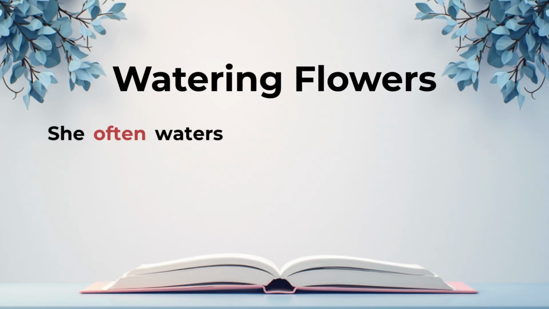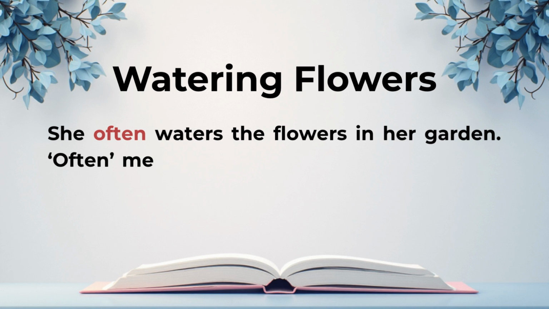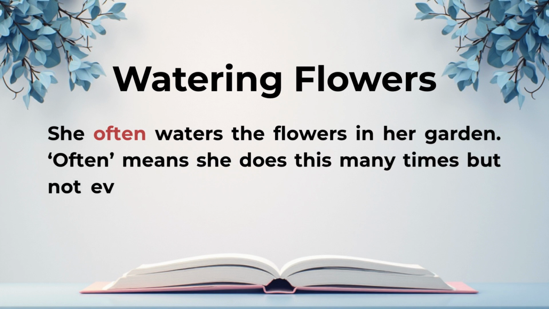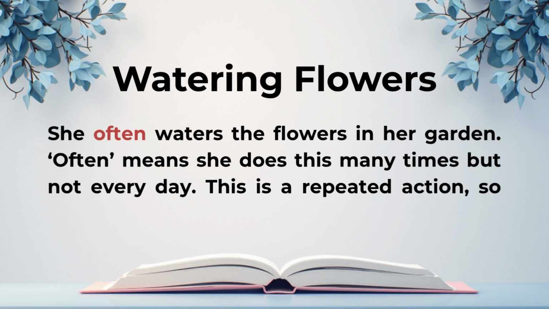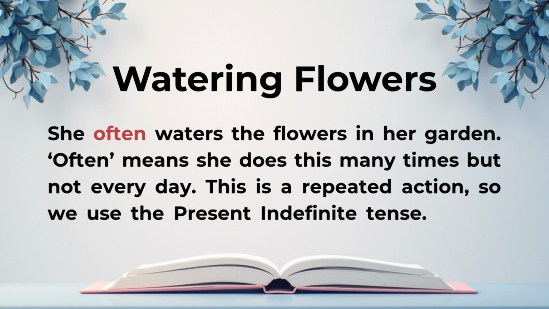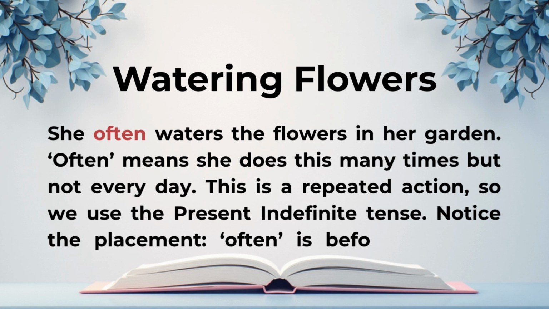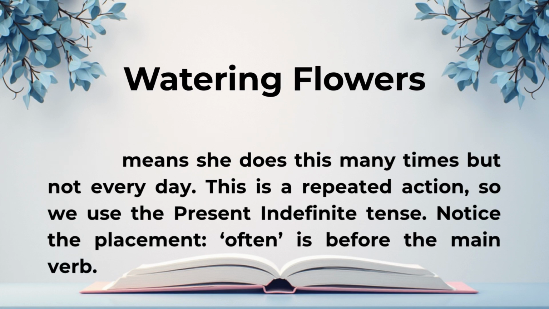She often waters the flowers in her garden. Often means she does this many times but not every day. This is a repeated action, so we use the present indefinite tense. Notice the placement. Often is before the main verb.